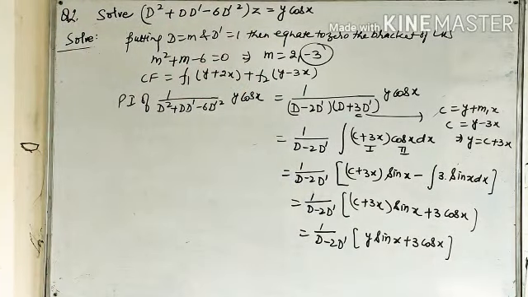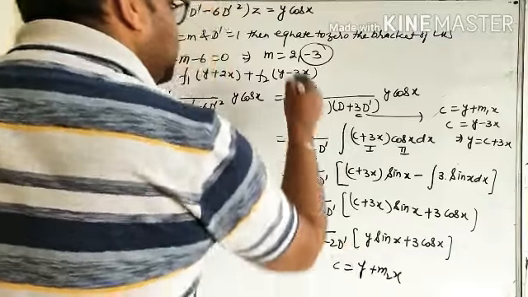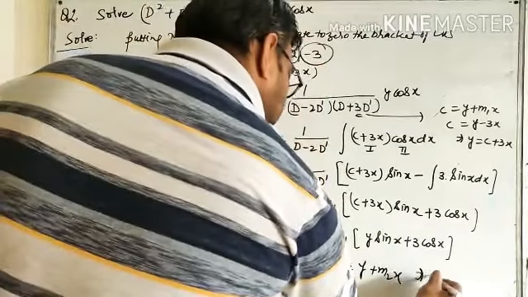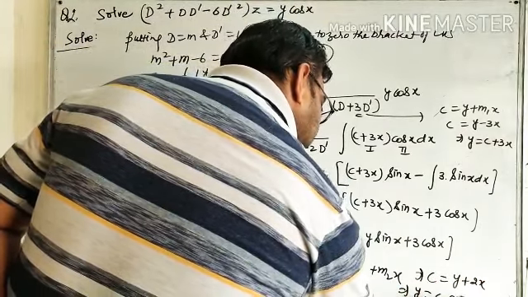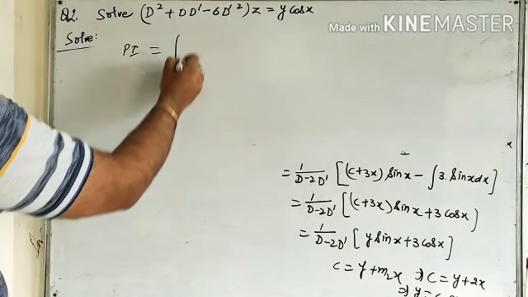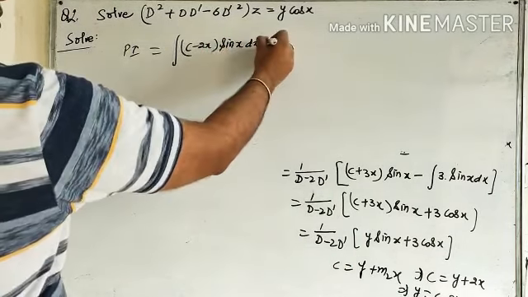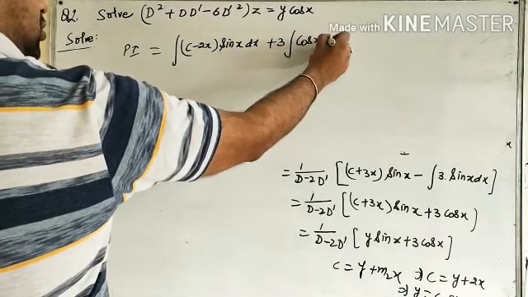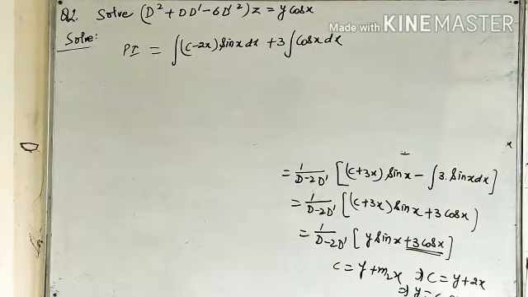Again we have to simplify it for this particular condition. So for this condition, what do we have to replace? c equals to y plus m2x, and in this case m2 is 2. So c is equals to y plus 2x, or we shall replace y equals to c minus 2x. PI is equals to integral c minus 2x sin x dx plus thrice integral cos x dx. In this particular case, y is not there, so no need to put the value of y. We can solve it directly.